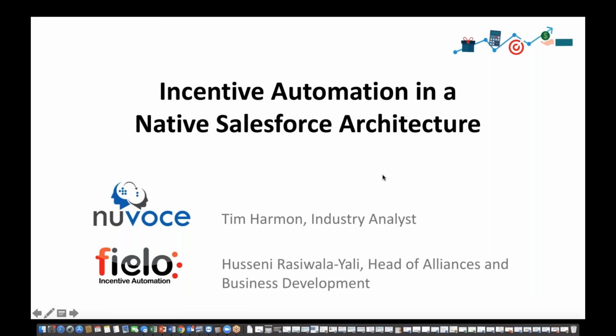My name is Dan Roach, and I'm the head of demand generation here at Fielo. Today's event is titled Incentive Automation in a Native Salesforce Architecture. Our moderator is Tim Harmon, Principal Analyst with Nuvoce, a leading industry analyst firm with a focus on channel development, and his guest today is Husseini Razawala, Head of Alliances and Business Development at Fielo. I hope you enjoy the discussion today, and with that, let me give control over to Tim Harmon.